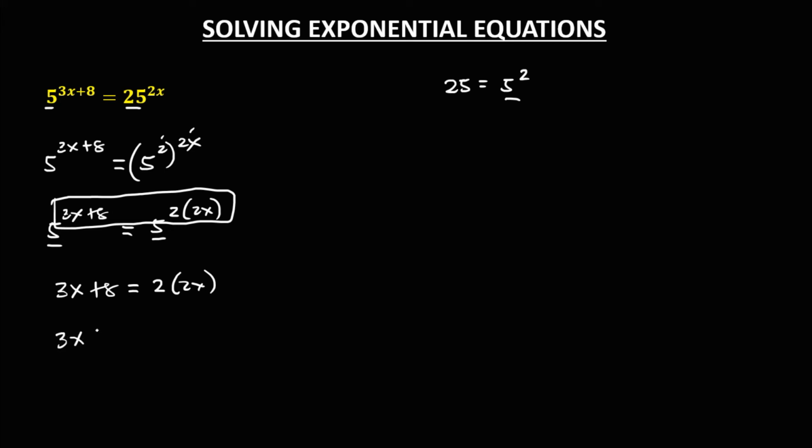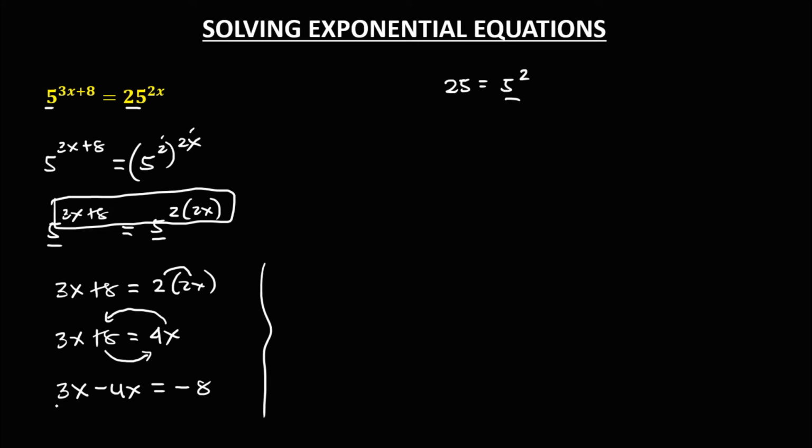So we have now 3x plus 8 equals 4x. Then transpose this 4x. So that's 3x minus 4x then equals, transpose this positive 8, that's negative 8. Then 3 minus 4, this one is negative x, equals negative 8. Then to make this one positive, so multiply by negative 1 or divide both sides by negative 1. So therefore x is equal to positive 8.